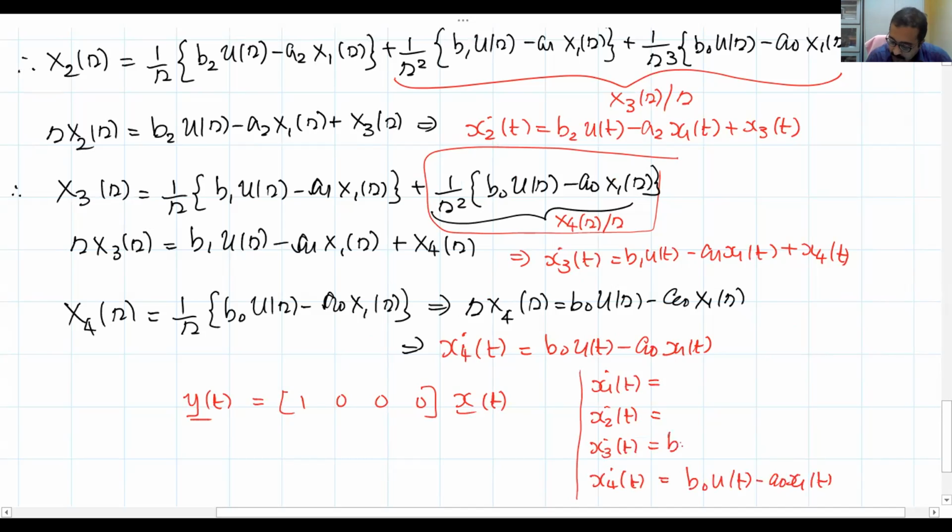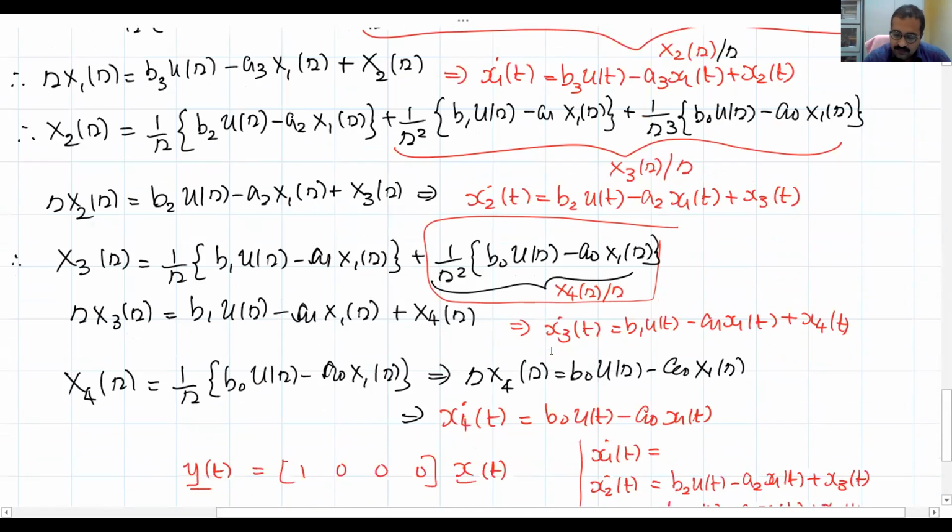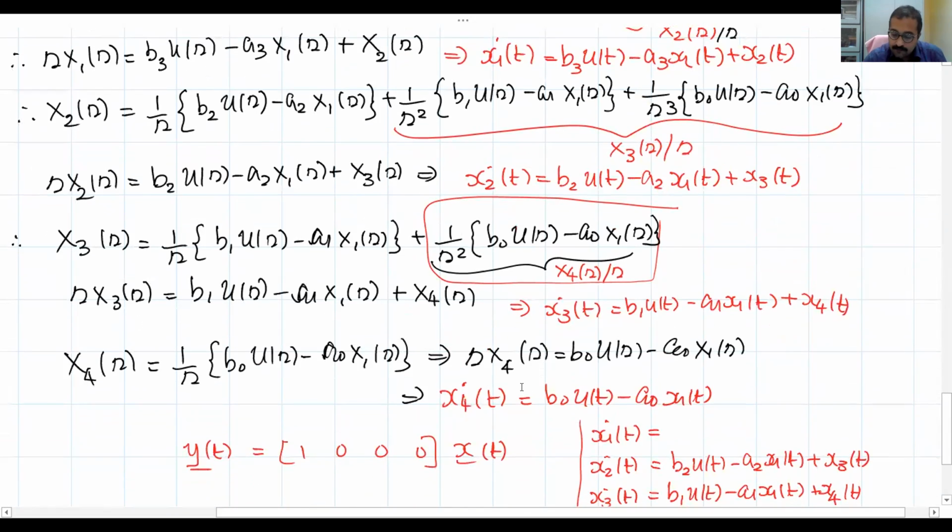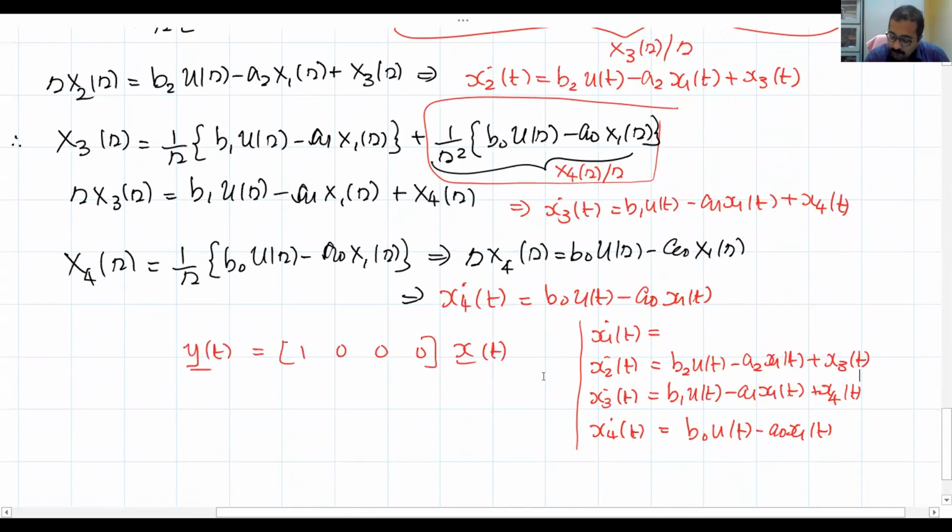What was x3 dot t? b1 u of t minus a1 x1 of t plus x4 of t. What is x2 dot t? b2 u of t minus a2 x1 of t plus x3 of t. And what was x1 dot t? It was b3 u of t minus a3 x1 of t plus x2 of t. Okay, let us see how the signal flow graph looks like.